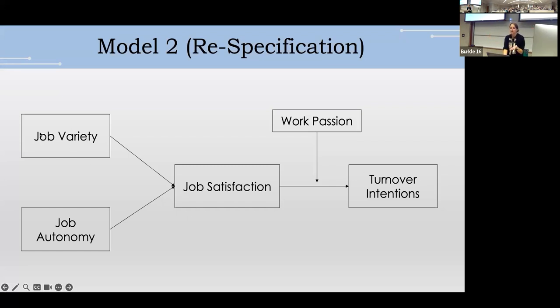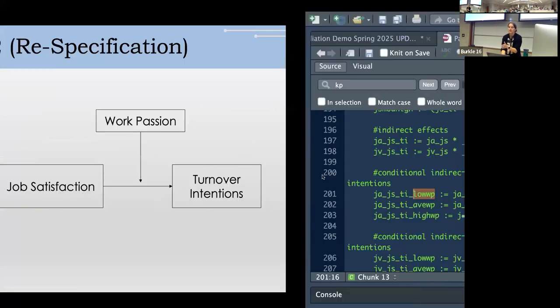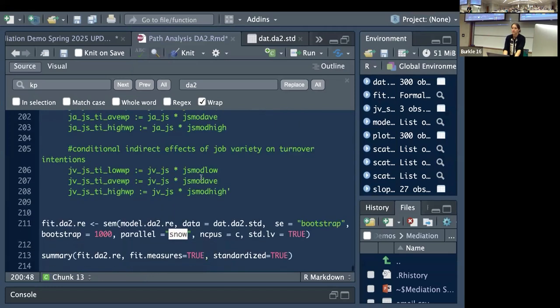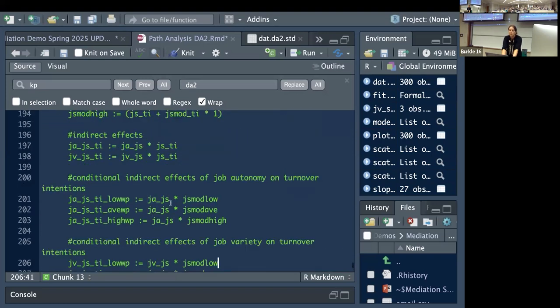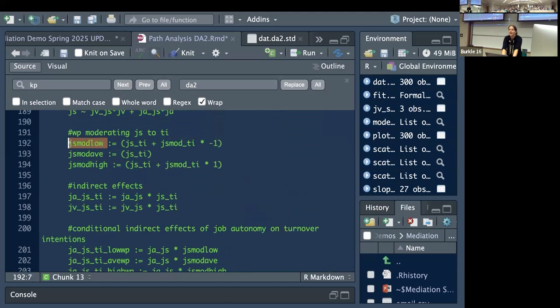Well, we know how to put together the indirect effect. That's just variety to satisfaction to turnover intentions. Well, when work passion is high, this relationship is going to change by the moderator. So we can combine those together. So let's start with variety because I just talked about that. So when work passion is low, it's going to be the first path, which is A, that never changes. There's no moderation on it, times our B path, which we created up here, right?